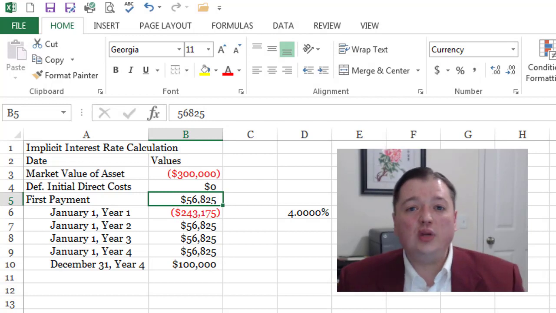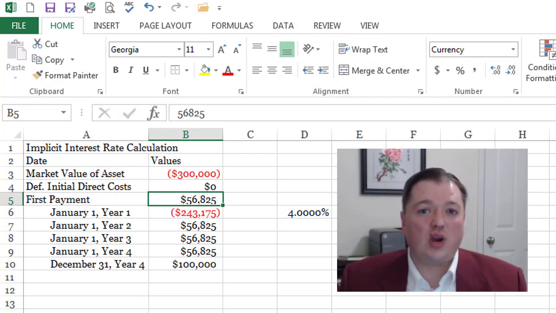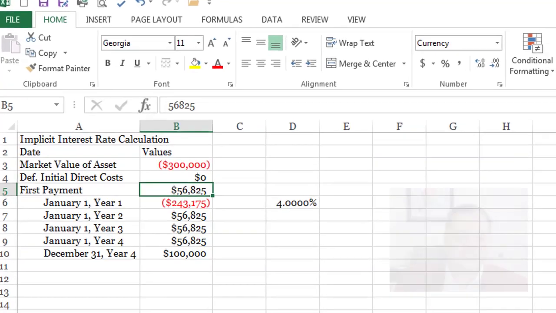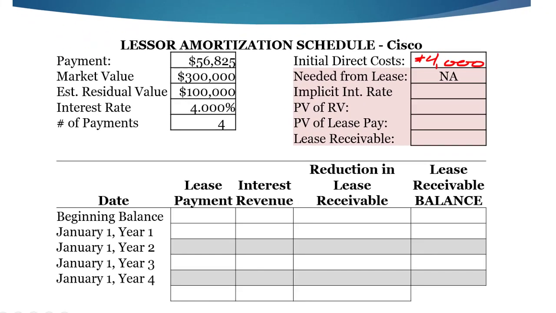Now, understanding when to include or not to include the initial direct costs is a really important part of the new lease standard. So it's also one of our key concepts. Remember, the rule is we only include the initial direct costs if they are deferred. If they're recognized immediately, then we consider them a period cost and they don't go into the calculation. And for the examples that we're doing, that means that we're actually not going to see a different implicit interest rate very often. So let's go back to our table.